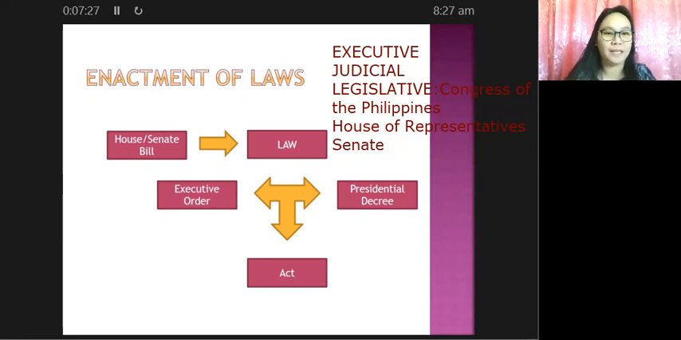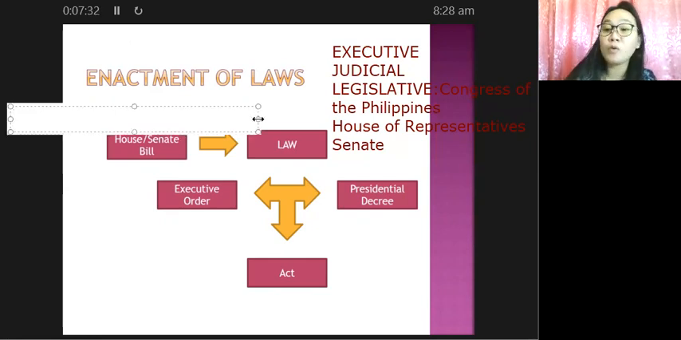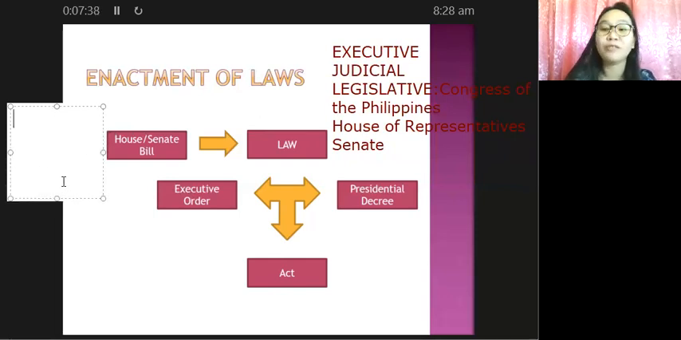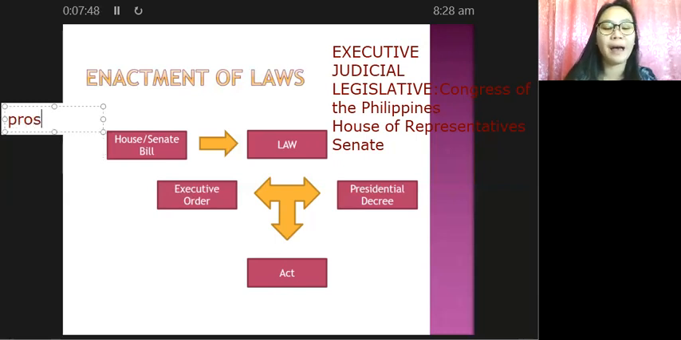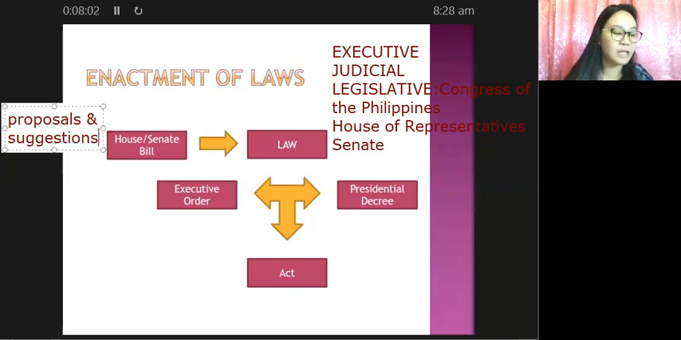So the starting point of a particular law would be the proposals. In here, lobbying comes into play. I do hope that you are familiar with the word lobbying. Okay, so we have the starting point: proposals and suggestions coming from the following.